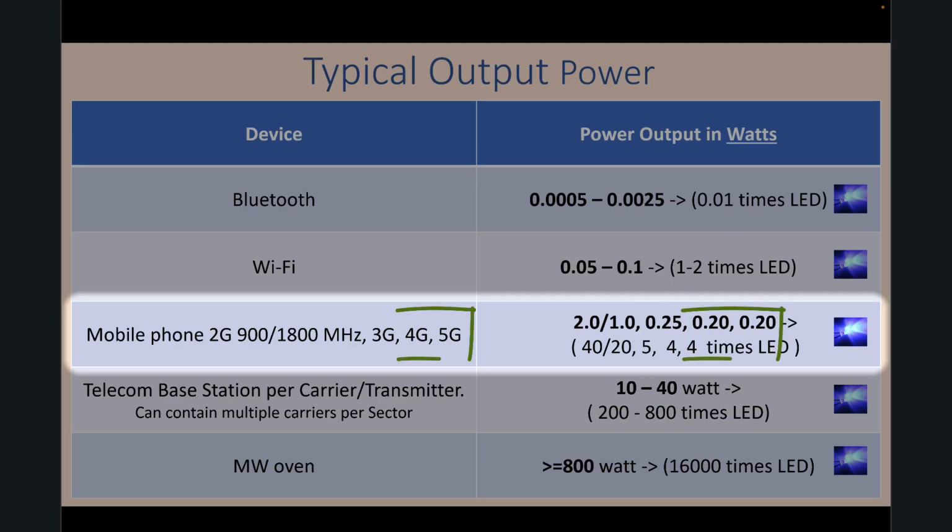Next is 4G and 5G, which are only 0.2 watts, which is around 4 times the power of the blue LED, which makes it such an attractive technology for gadgets to communicate with base stations. 4G and 5G provide higher throughput, making them more efficient while radiating us with lower intensity. But there is one big downside.